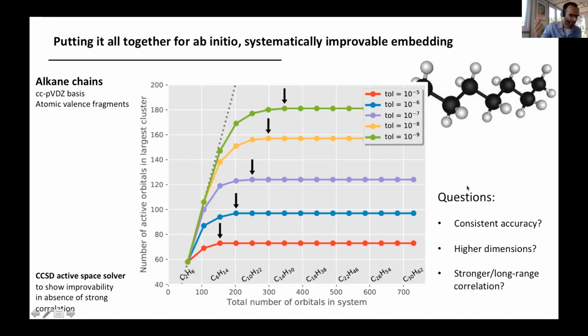Okay, but you should always be very skeptical of anyone who talks about some kind of local correlation in essentially a quasi-1D chain. Questions are: this is total energies, do you get consistent accuracies across energy differences? What about going to higher dimensions, more compact systems?